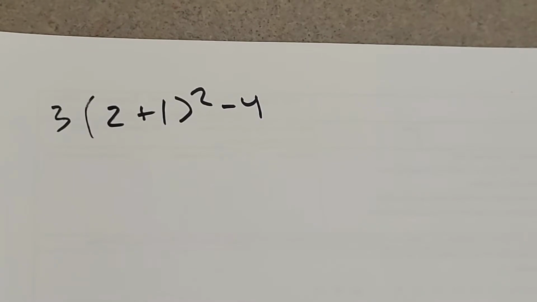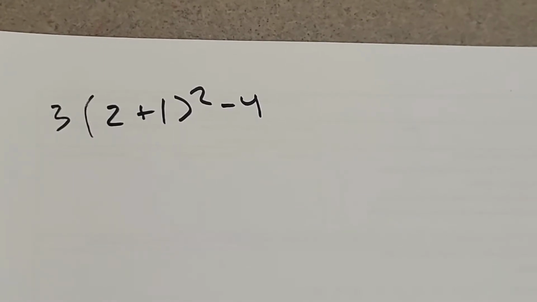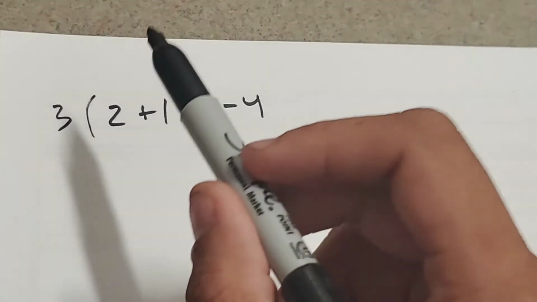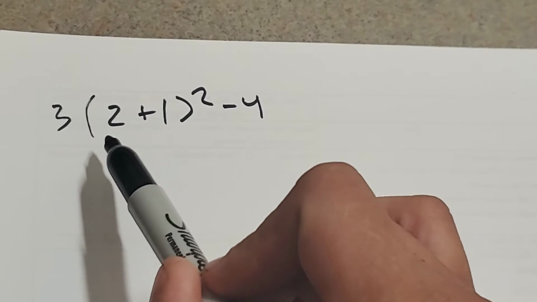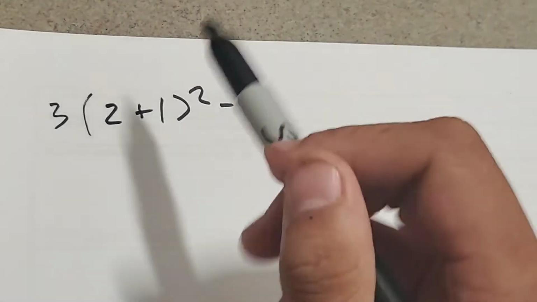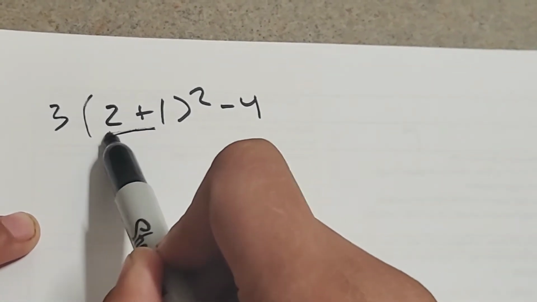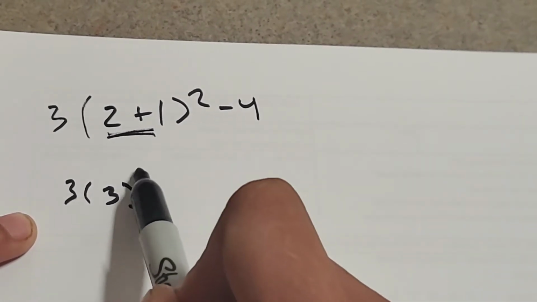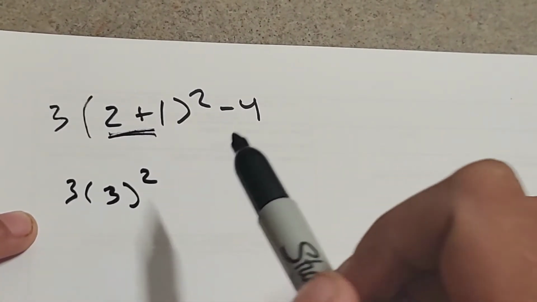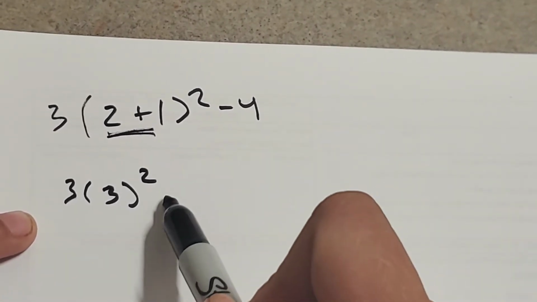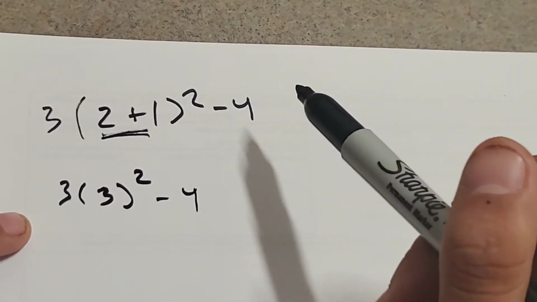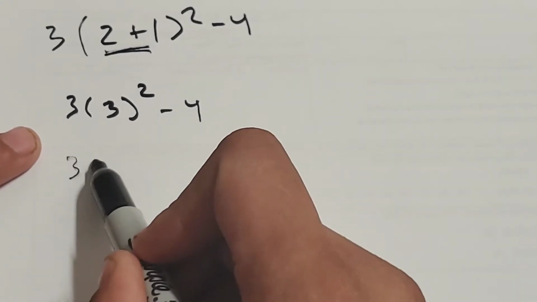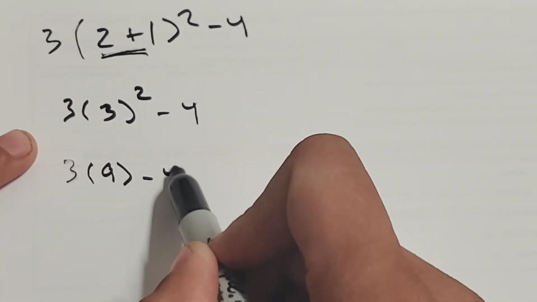Well, the first thing we do is go down the list of PEMDAS or GEMDAS. We look for grouping symbols. There's a set of grouping symbols here, so we do the inside of them first. 2 plus 1 is 3, and it's squared. So we have 3 times 3 squared minus 4. Then we do the exponents: 3 times 9 minus 4.